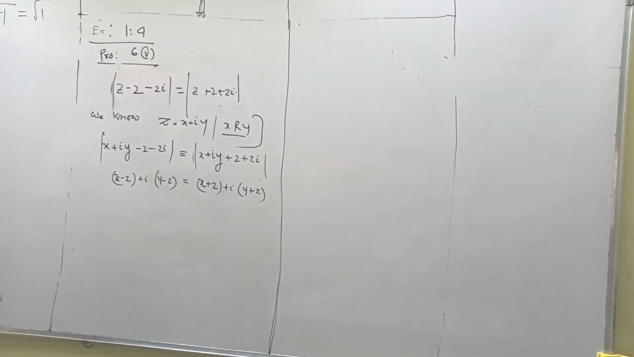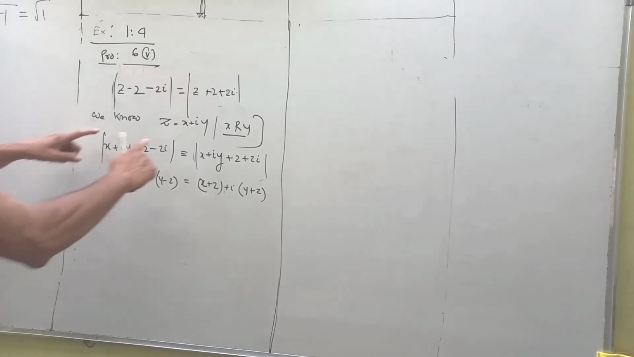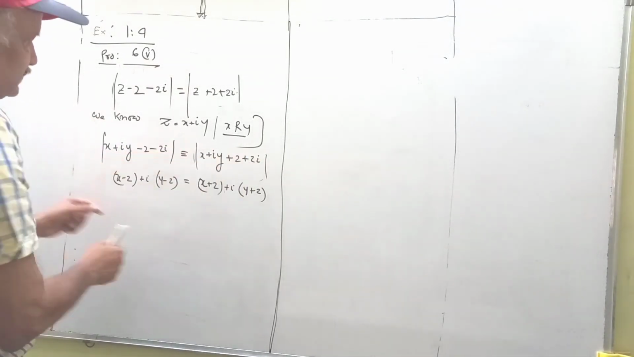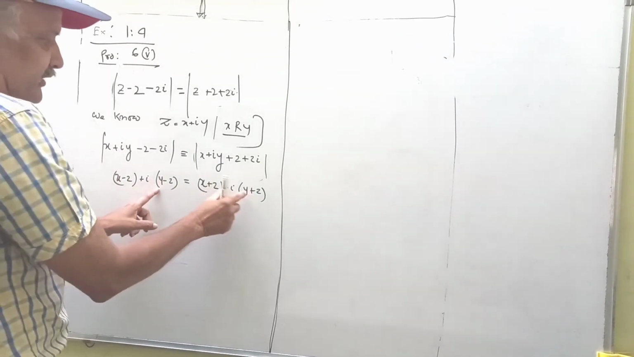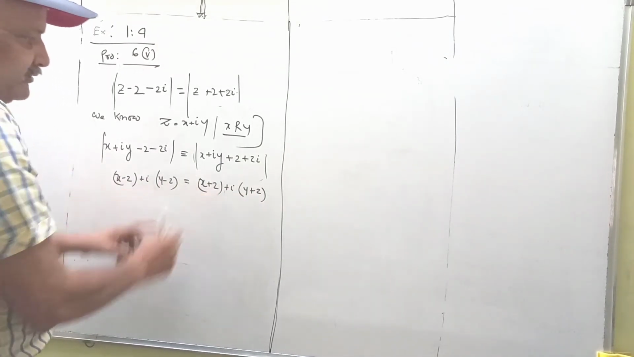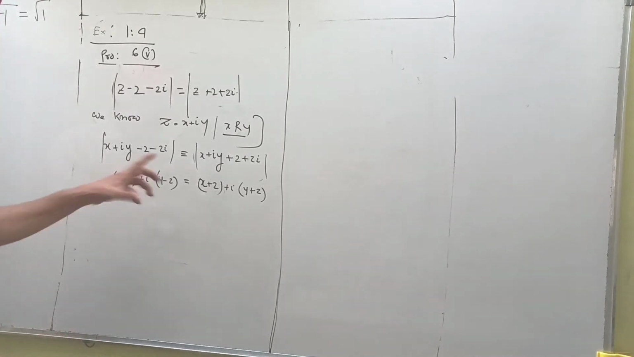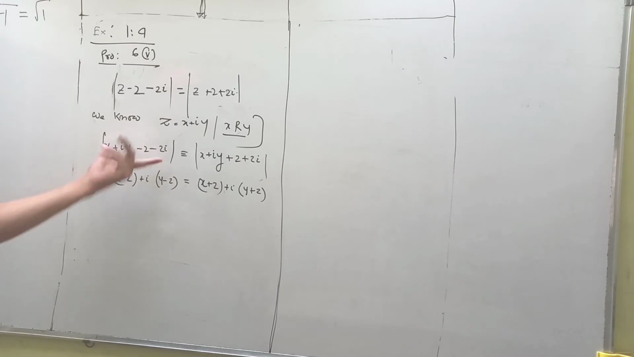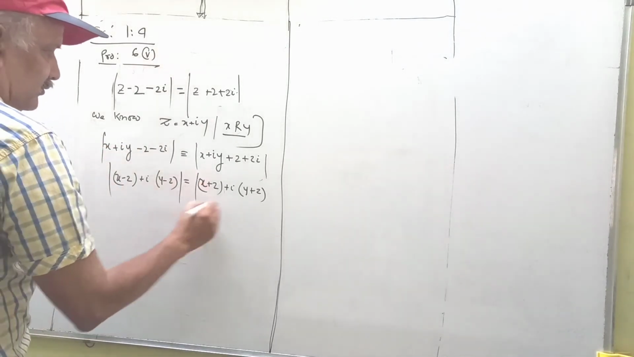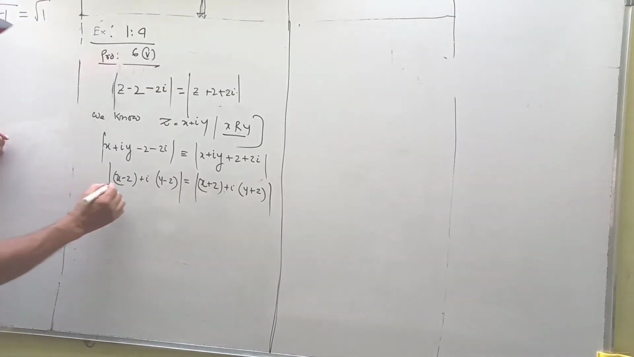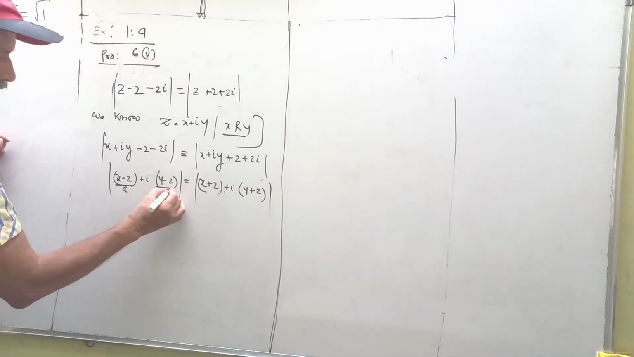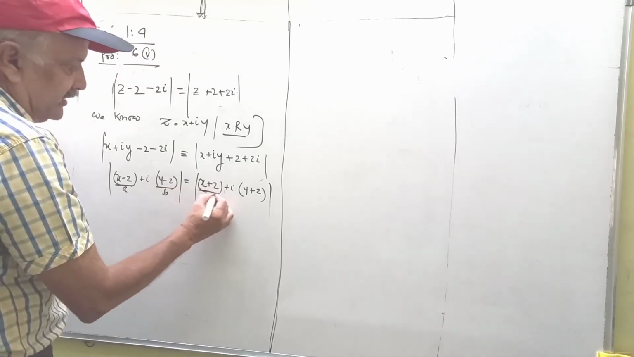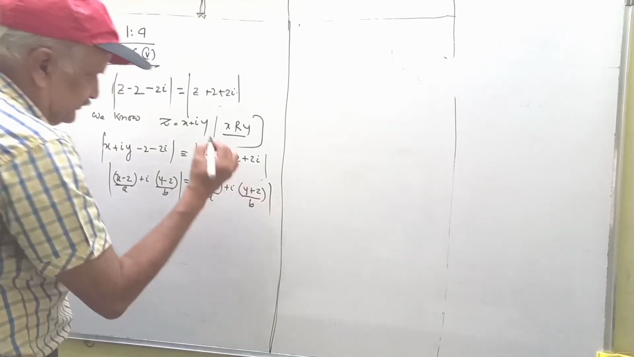Suppose I am going to make a mistake, what mistake? If it is not a modulus, imaginary part equals imaginary part and real part equals real part, but that is not applicable here because it is no more a complex number, it is a modulus value. Then what is to be done? Modulus means this is my A and this is my B. Similarly here, this is A and this is B.